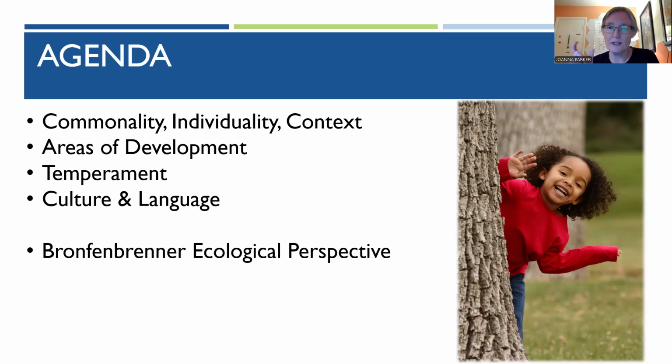In addition, as we think about our whole child, we also want to be thinking about temperament, right? That it is not just what the child knows and is able to do in terms of the areas of development. But again, as we think about this concept of our commonality, individuality, and context, we're now moving into this individuality piece of really looking at the individual child and what is it that we know about the child and who that child is. And temperament is a good source of information.